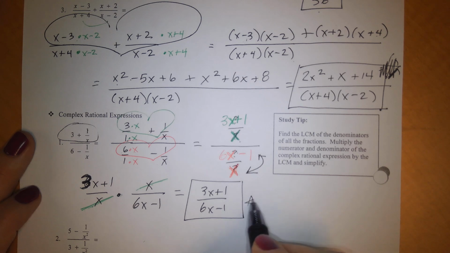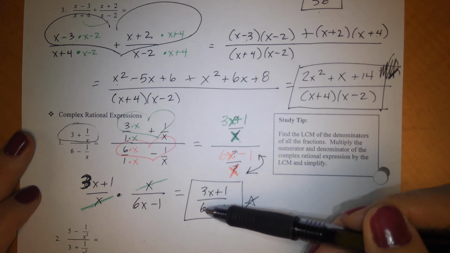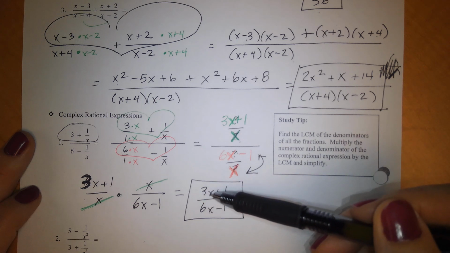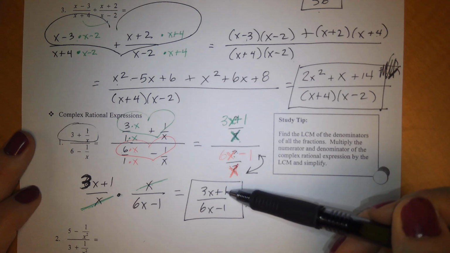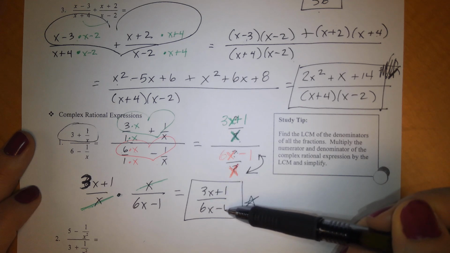That's our final answer. There's nothing I can do to reduce this further. This 3 and 6 cannot cancel because this term is being added to another term. Same goes for the x's, same goes for the 1's.